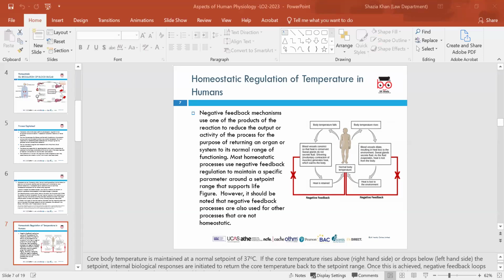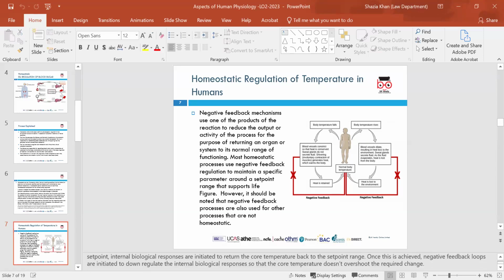And negative feedback here. Negative feedback mechanisms use one of the products of a reaction to reduce the output activity of the process, for the purpose of returning organs or systems to the normal range of functioning. Core temperature is maintained at the normal set point, which I mentioned, 37 degrees. If the core temperature rises or drops from the set point, internal biological responses are initiated to return the core temperature back to the set point range. Once this is achieved, negative feedback loops are initiated to down-regulate the internal biological responses so that the core temperature doesn't overshoot the required one.